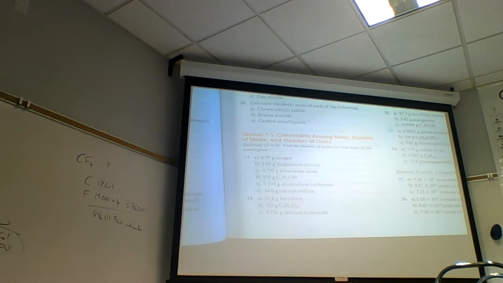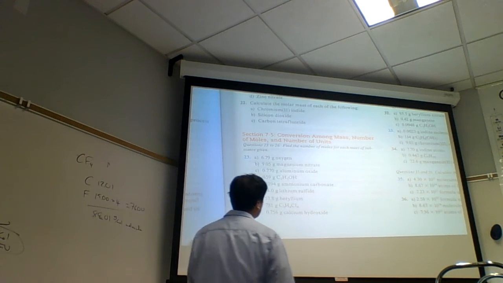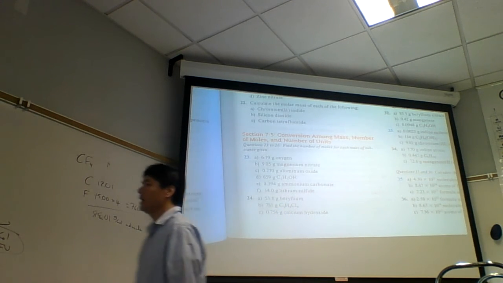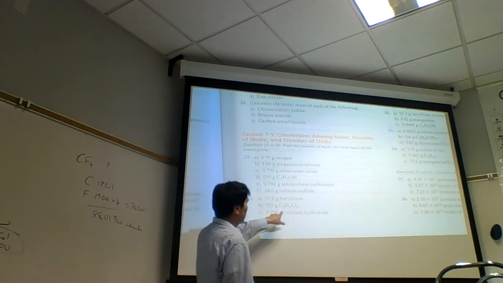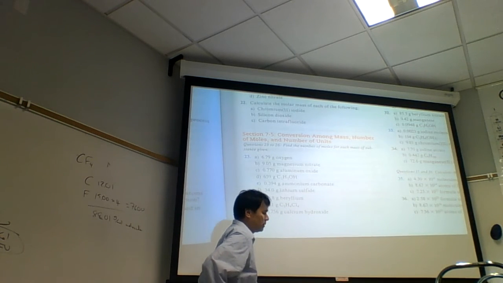Okay, the next one is C3H4Cl4. Would you call that tricarbon tetrahydrogen tetrachloride? Would that be the correct name? True or false? False. That naming system is only used for binary molecular compounds. This is a molecular compound, but this is not binary. And so we don't use that naming system.